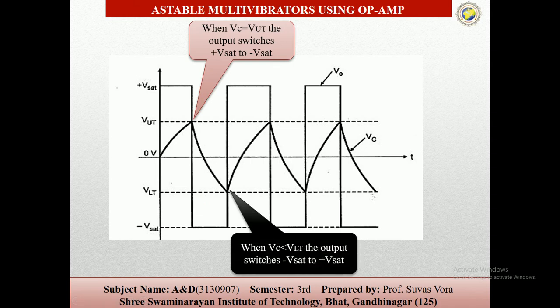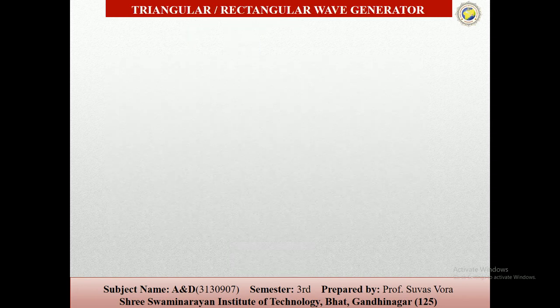In a similar way, in the lower part, if Vc, the capacitor voltage, is less than the lower threshold voltage, the output switches from the negative to the positive state. So that is the astable multivibrator using the op-amp. Now the next topic is the triangular or rectangular wave generators. The output of the integrator is a triangular wave if its input is a square wave, while the output of the Schmitt trigger is a square wave for any inputs.